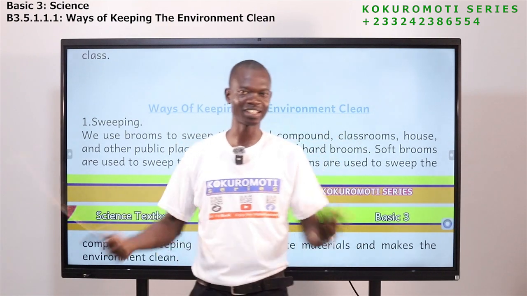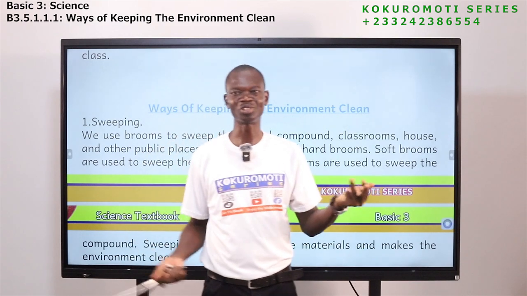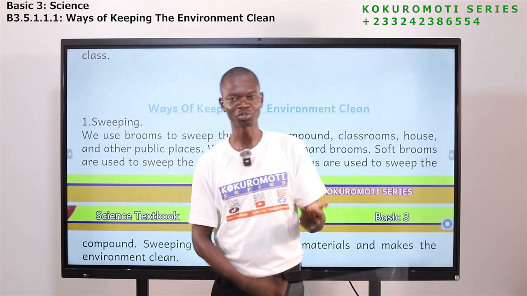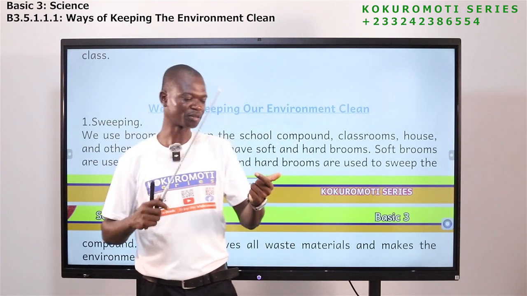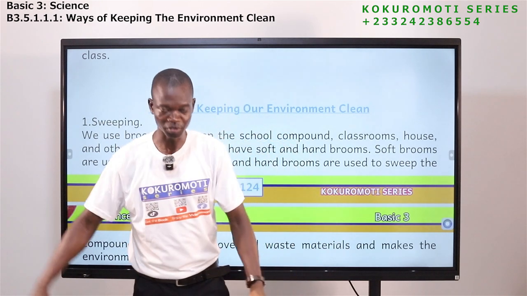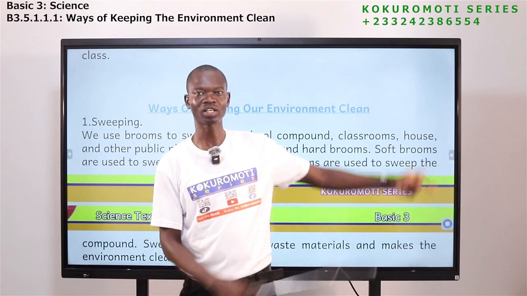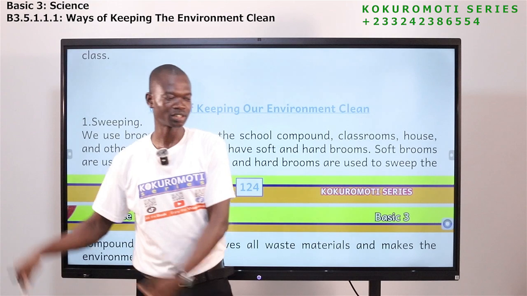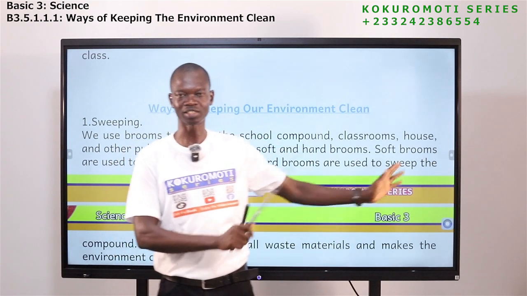tools that we use for cleaning. Cutlass is there, what do you use it for? For weeding. Broom is there, what do you use it for? You use broom to sweep. Shovel is there, what do you use it for? You use shovel to remove the silt or choked gutters. We use it to desilt our gutters. We use it to take away our waste materials.